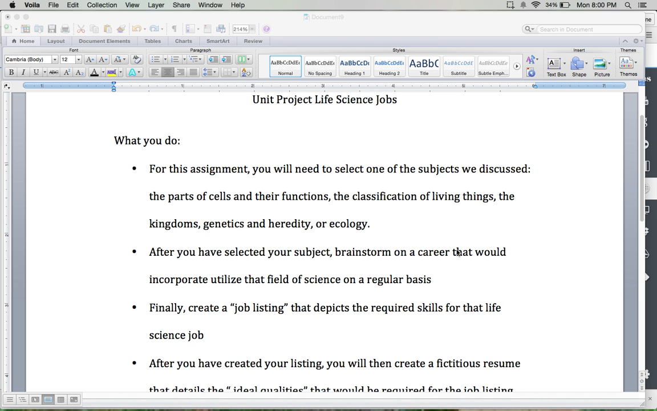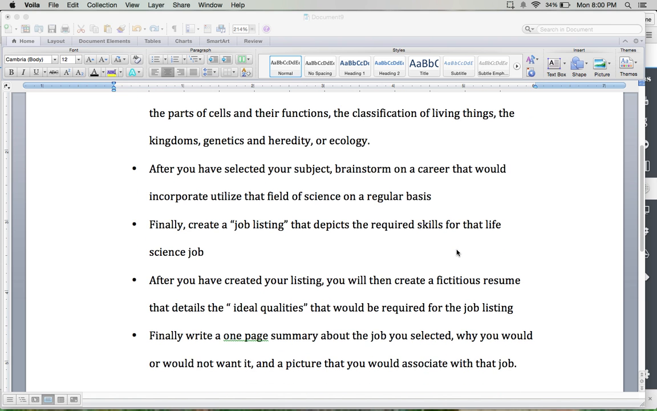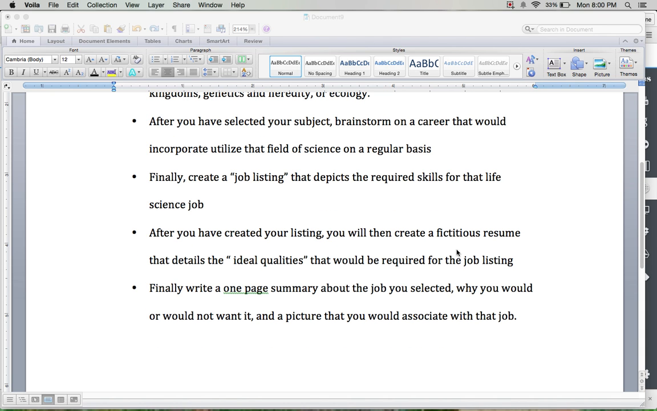And then after you've created your listing, you're going to create a resume that is the ideal candidate for this job. Say you picked zoology, the study of animals, because that was something we talked about in the introduction to life science. You could have a zoo posting where you need somebody who's experienced in various types of animals and understands all these different things. And so you're making an ideal resume for that job listing.